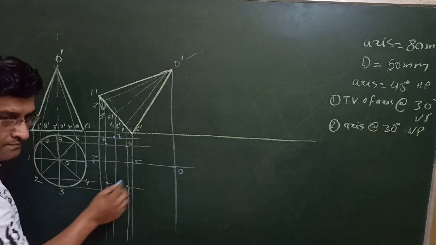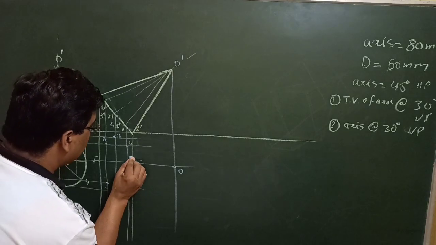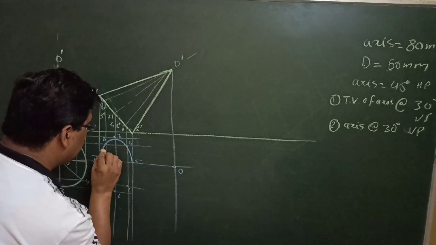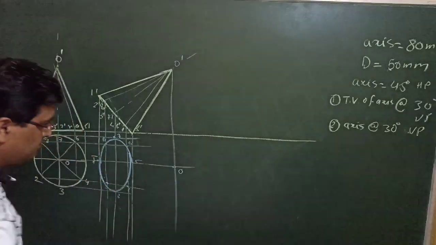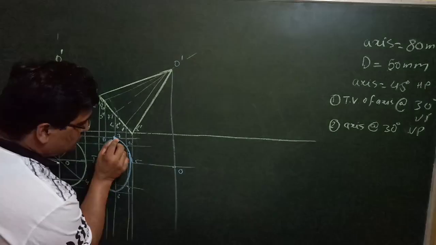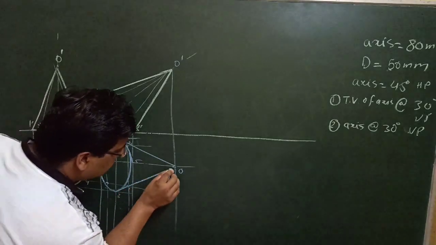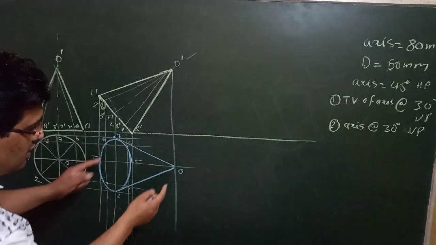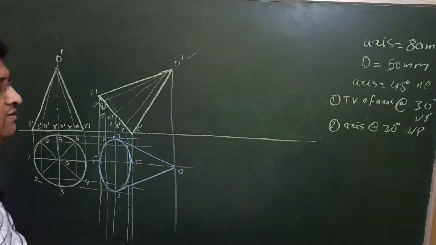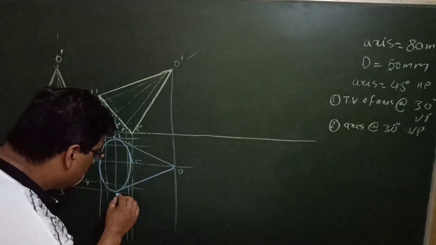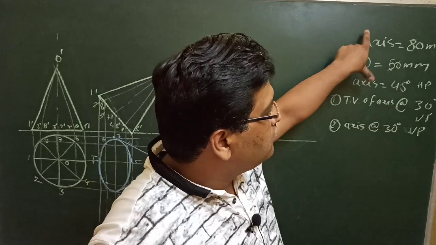Here we are getting an ellipse. After joining all these points, you will find that an ellipse is obtained here. Complete the cone by joining two lines just tangential to this ellipse, so that the cone top view is completed like this. So in this manner we have completed up to here.